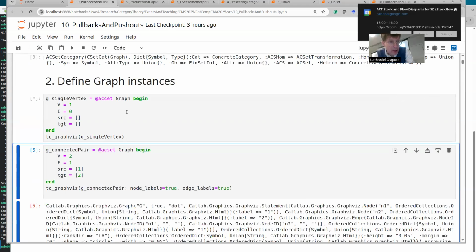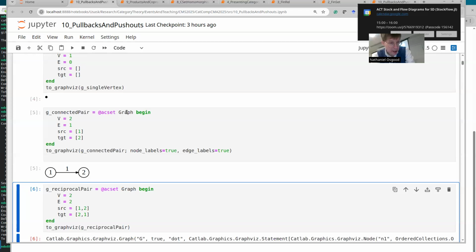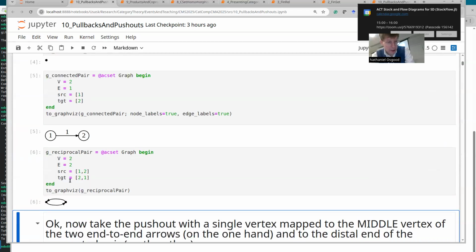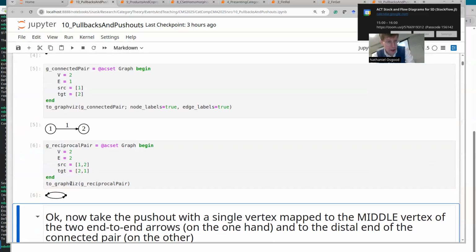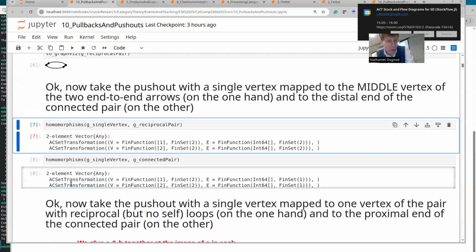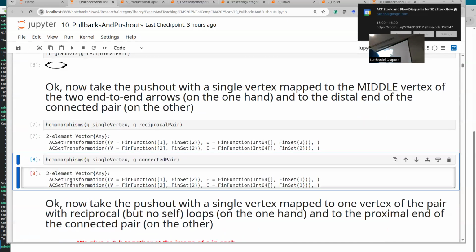I'm going to create a single vertex. I'm going to create a bunch of graphs again. A single vertex, a connected pair, and I again apologize for using this old syntax. A C set colim is much nicer. We saw before I could take homomorphisms. And here, this is going to be important because pushouts and pullbacks are going to operate in terms of homomorphisms. Like we have to specify homomorphisms.